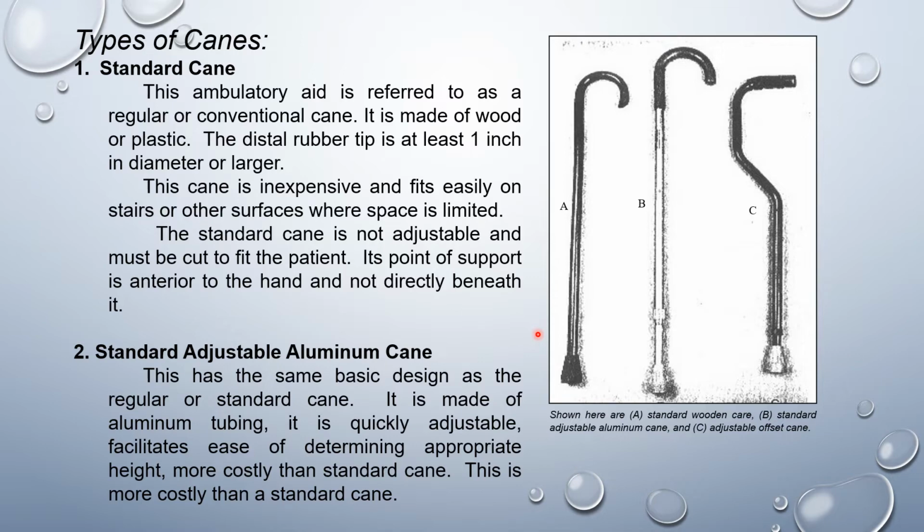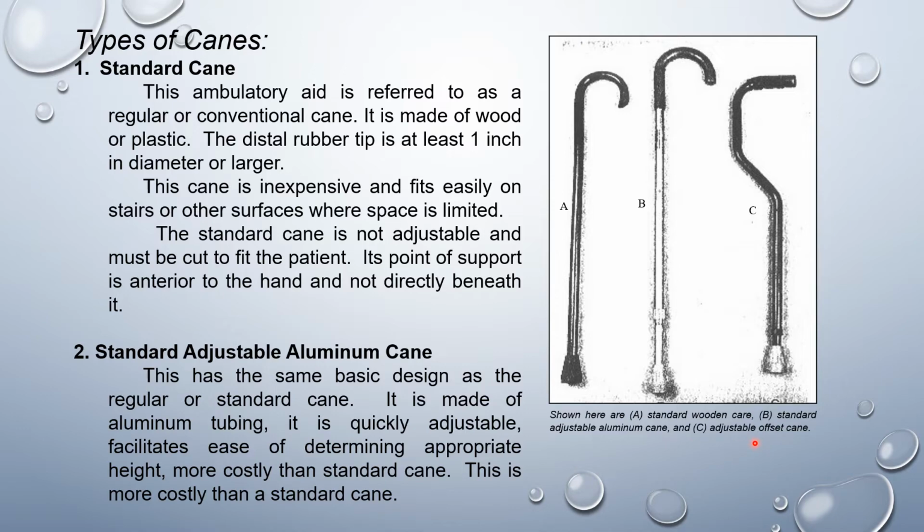Okay, remember that ha? So, standard adjustable aluminum cane. This has the same basic design as the regular or standard cane. It is made of aluminum tubing. It is quickly adjustable, facilitates ease of determining appropriate height, more costly than standard cane. So, ang standard adjustable aluminum cane is more costly than the standard cane. So, asa na po yung standard aluminum cane?